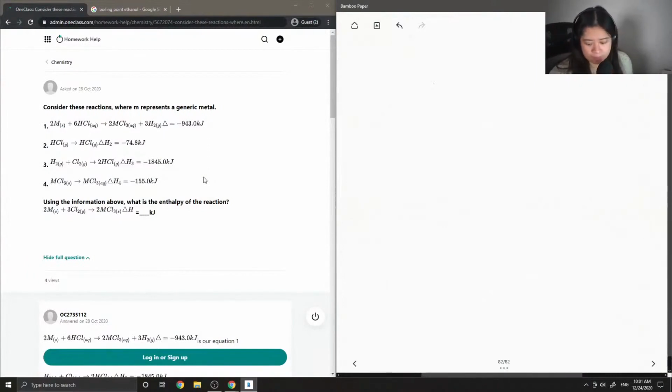Okay. Question 1. Consider these reactions where M represents a generic metal. Using the information above, what is the enthalpy of the reaction? Okay, so here you'll notice that they give 4 different reactions, and they want us to find the enthalpy of a certain reaction below.